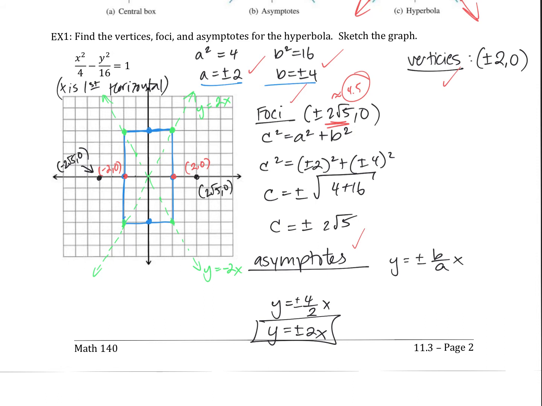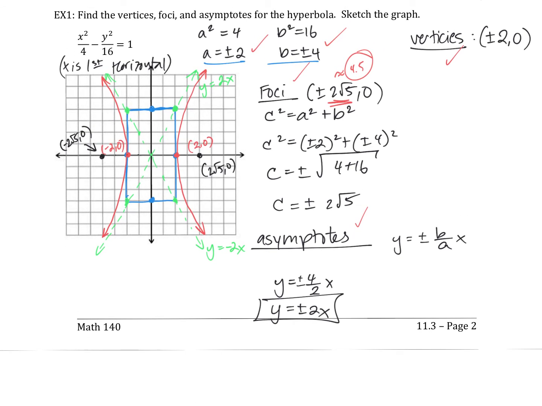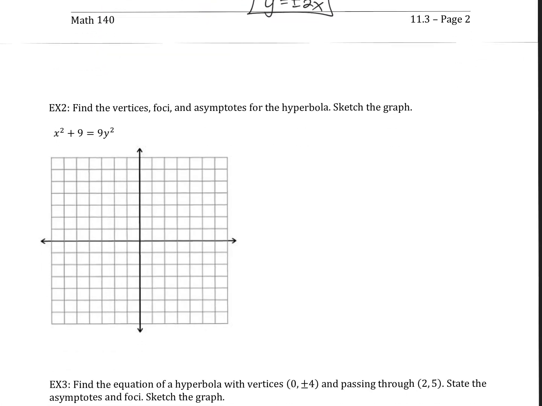And once again, the foci aren't on the graph. They're just the focus points. So let's go ahead and draw in the curve. Now notice the curve does not cut into the box. It skims along the box and then it goes up onto the asymptotes, but it does not cut into the box. And there we have it. You have graphed your first hyperbola. Give yourself a little high five. Awesome. So once again, we have our main values, a, b, vertices, foci, and asymptotes. Make sure to graph your box, graph the asymptotes, and label the points and the lines.